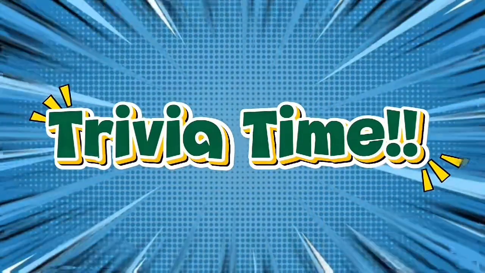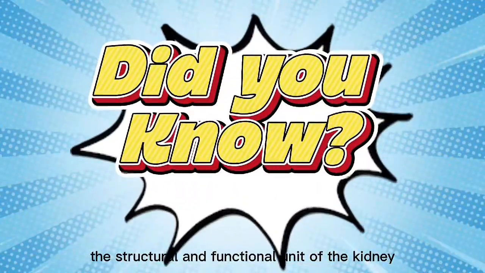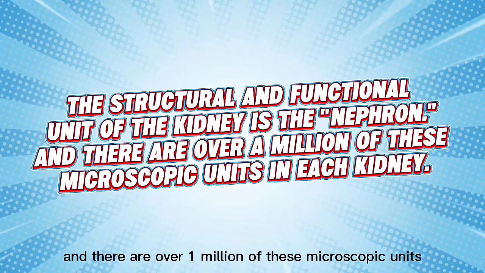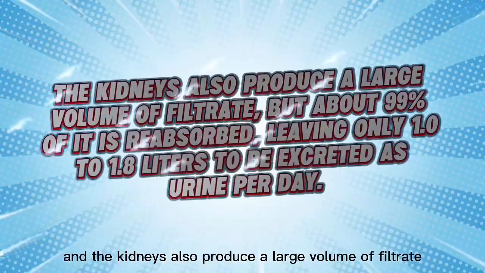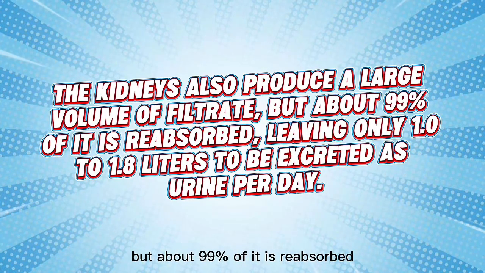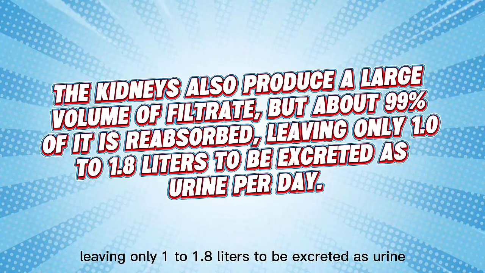Trivia time! The structural and functional unit of the kidney is the nephron, and there are over 1 million of these microscopic units in each kidney. And the kidneys also produce a large volume of filtrate, but about 99% of it is reabsorbed, leaving only 1 to 1.8 liters to be excreted as urine per day.